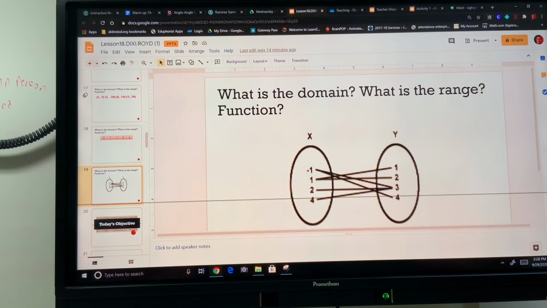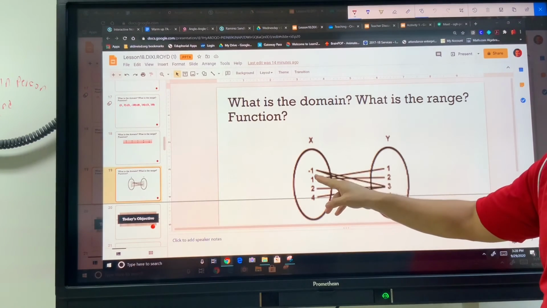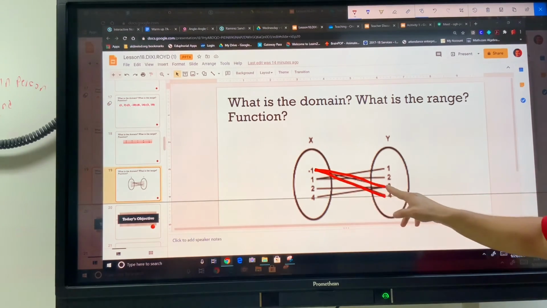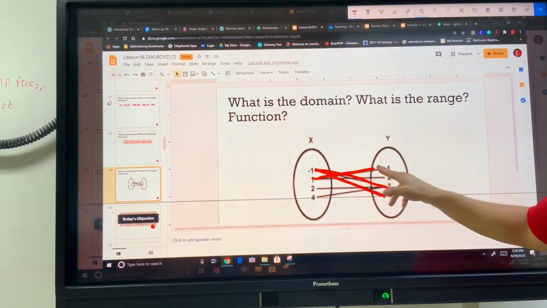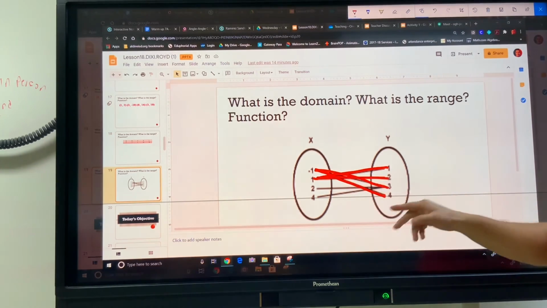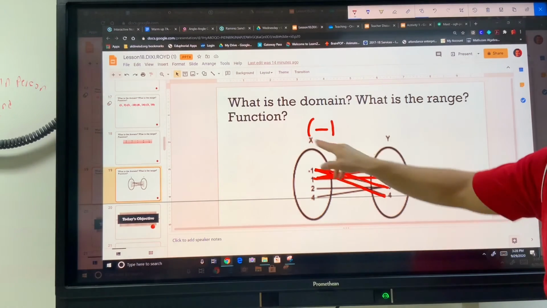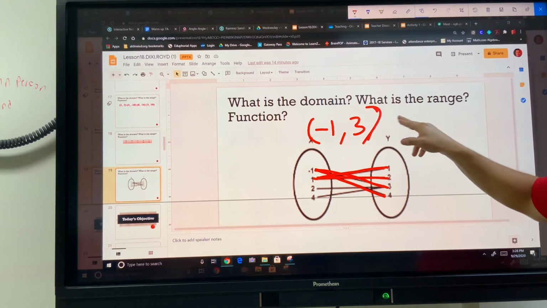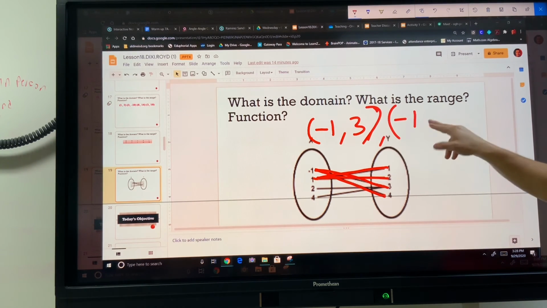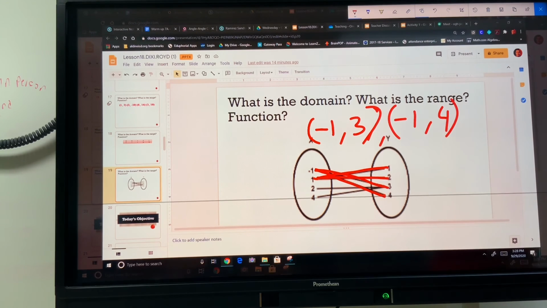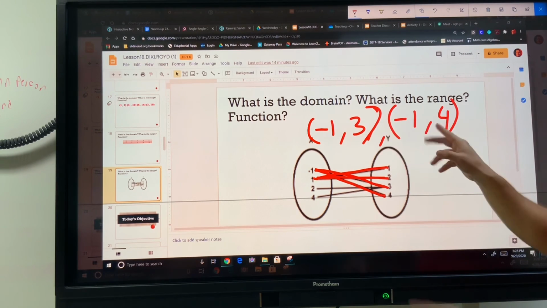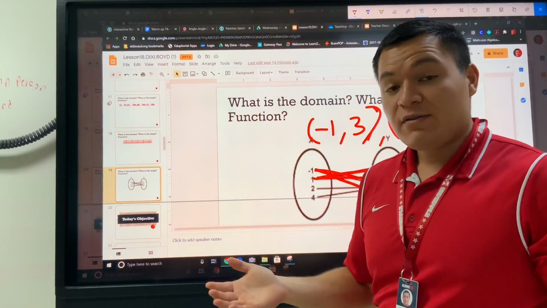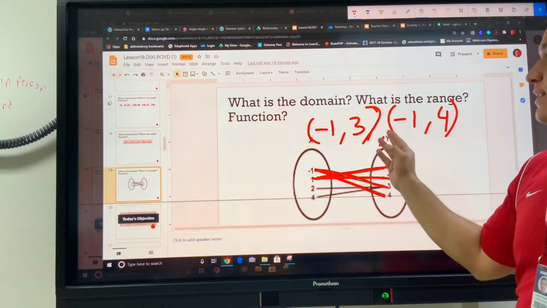Here's one that somebody missed yesterday. This first number, -1, has a line going to 4 and a line going to 3. +1 also has a line going to 2 different numbers. That means -1 as the x is paired with 3, and -1 is paired with 4. -1 for the x has 2 different y's, so this is not a function. It does have a domain and a range, but because the x repeated, it's not going to be a function.